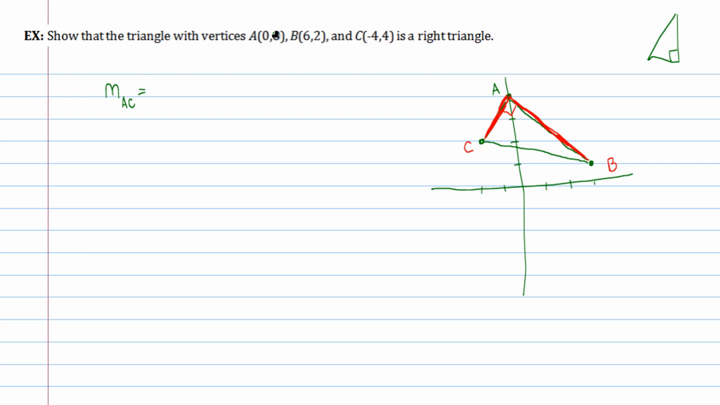Remember, here's A, here's C. So we'll take the difference in the y values. I'll take A's y value first, so 8 minus C's y value, which is 4, over A's x value minus C's x value. And I get that the slope of the line segment AC is 4 over positive 4, which is 1. Now all I need to do is cross my fingers and hope that the slope from A to B is the opposite reciprocal. The opposite reciprocal of this one is negative 1 over 1, or in other words, negative 1.